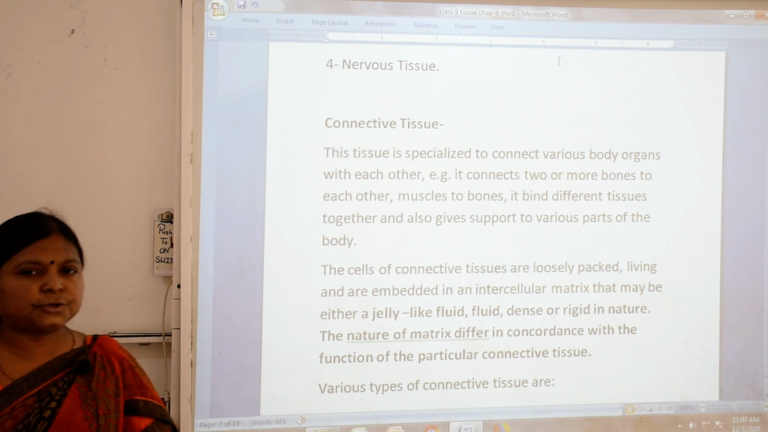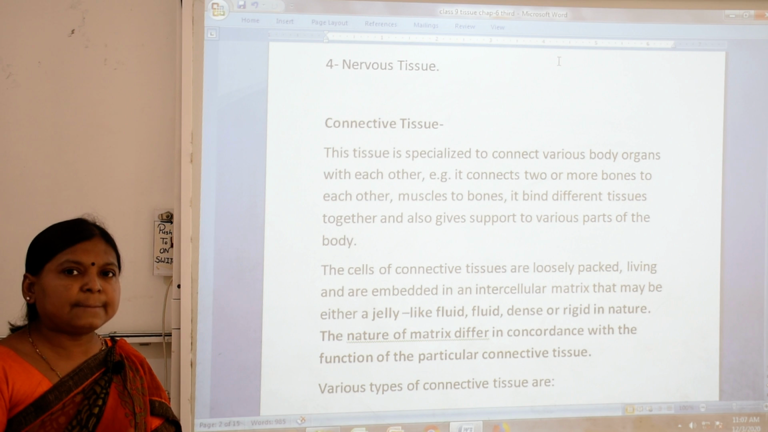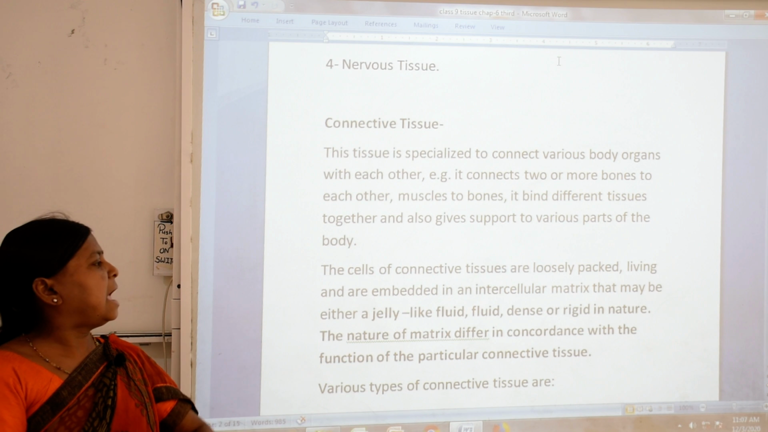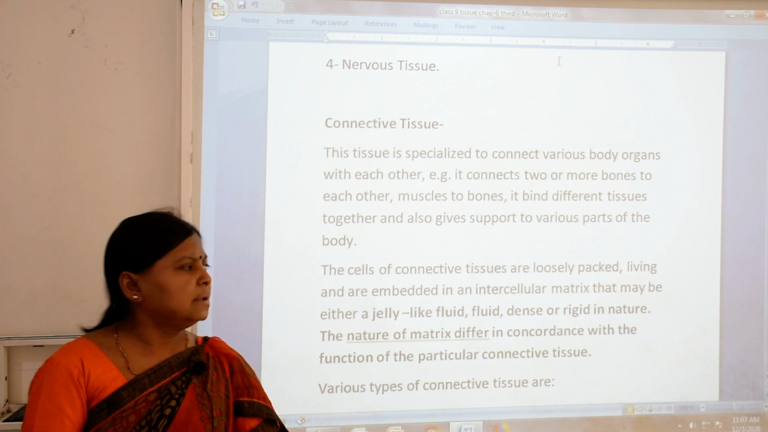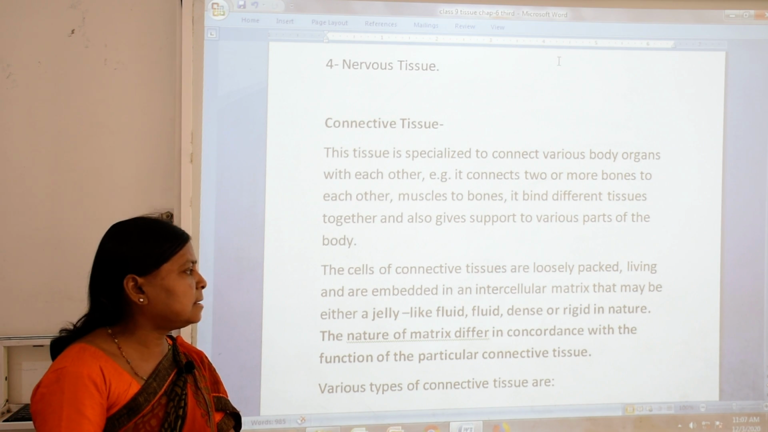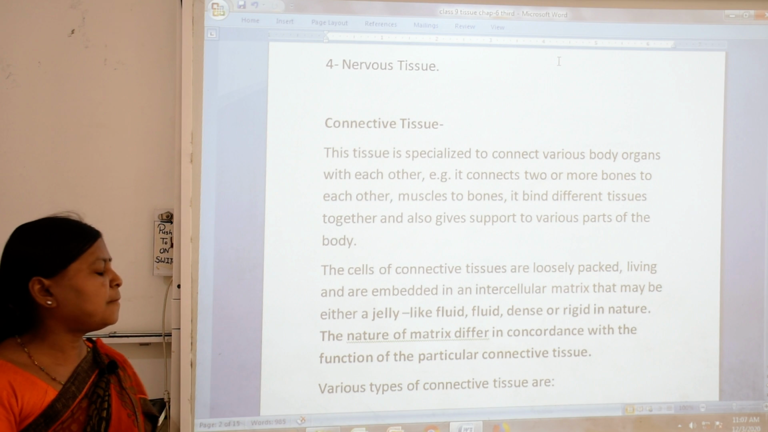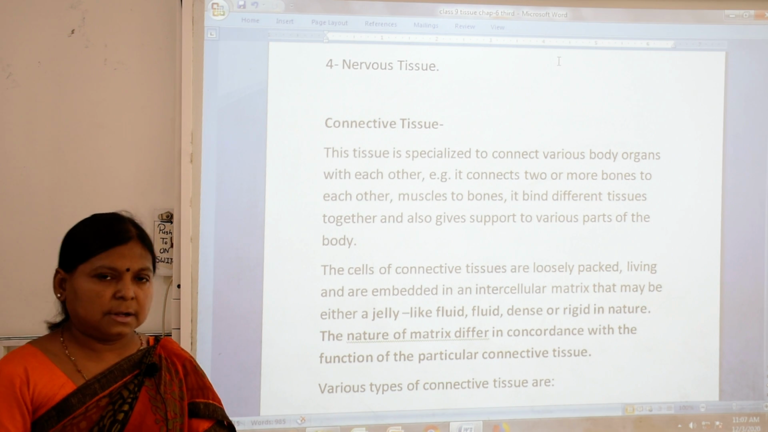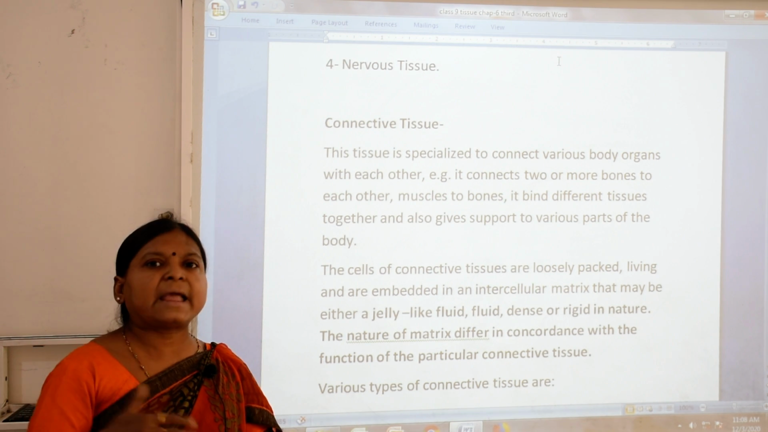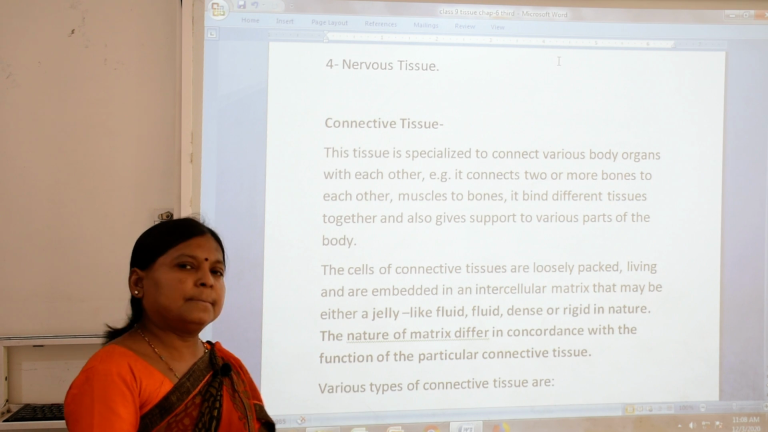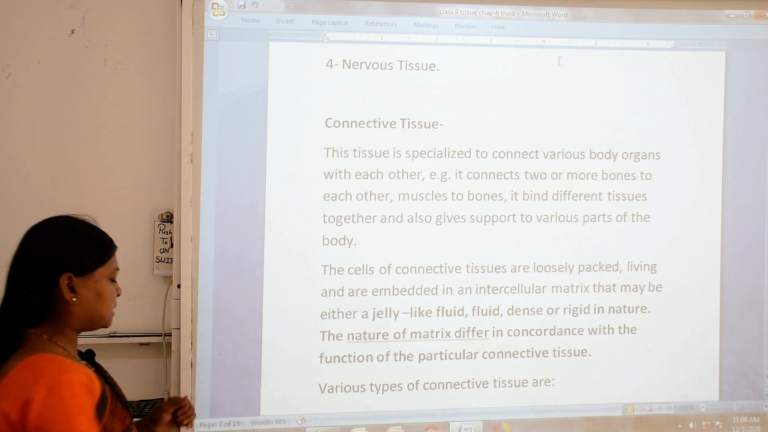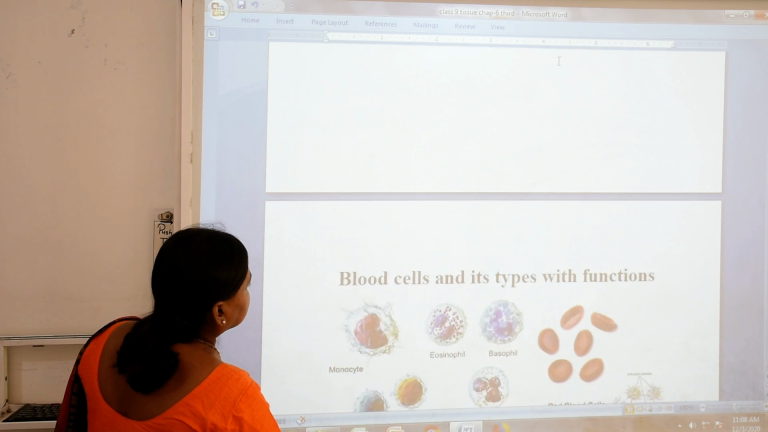The cells of connective tissues, when we study in detail, are loosely packed, living and are embedded in an intercellular matrix, and the matrix may be of different types. Some are jelly-like, some are fluid, some are denser or rigid in nature. So the nature of the matrix differs with the function of the particular connective tissue, like bone. Now we will study the different types of connective tissues. The first one is blood.